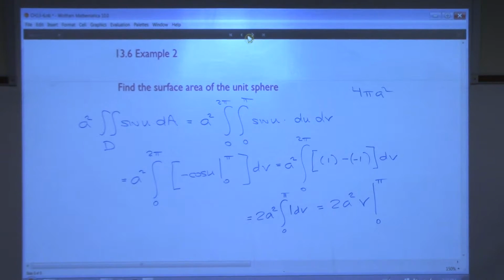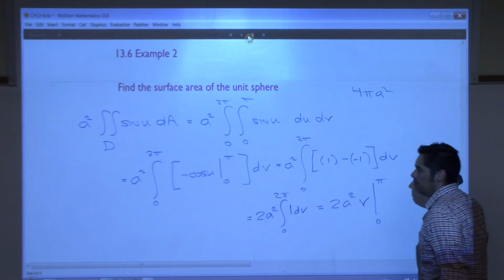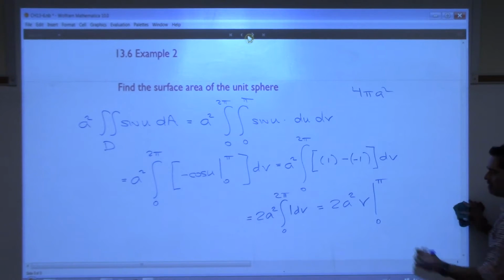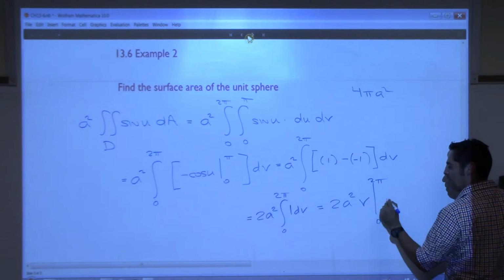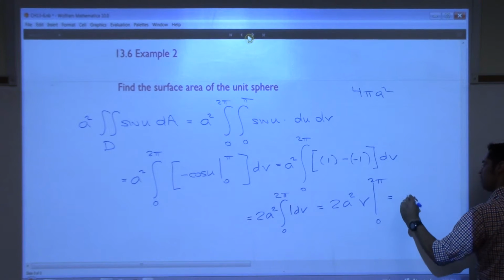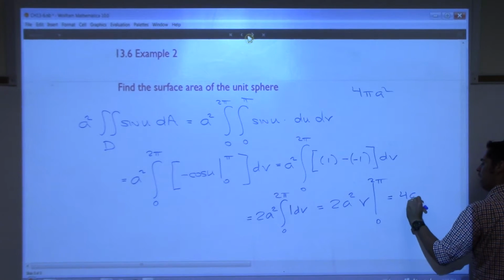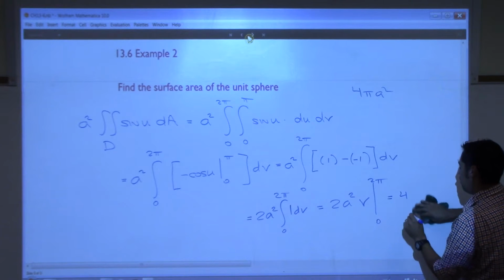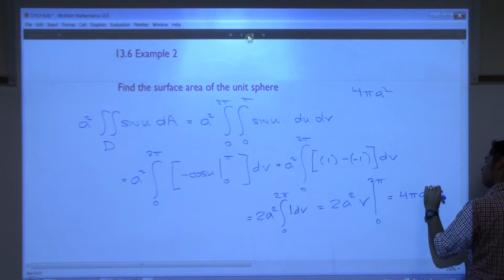Hold on, what? Oh, it was 2 pi. I was about to have a little miniature panic attack there. Okay, 2 pi. I was like, where's the 4? Okay, so that's going to plug in 0, so we just get 4 a squared pi, or 4 pi a squared. Check.